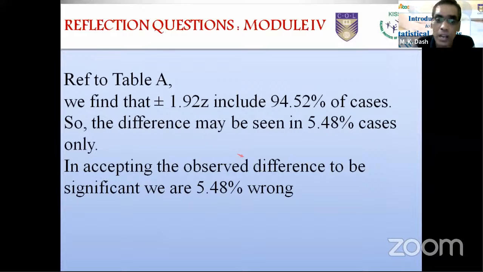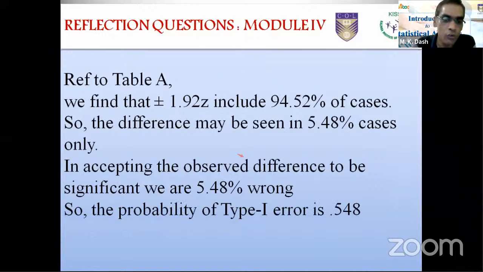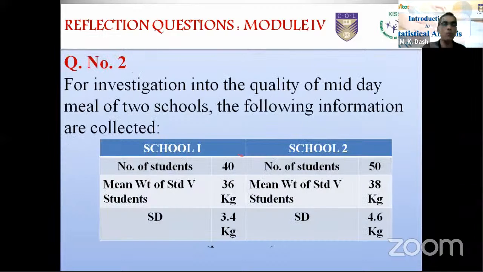Now you have to decide whether you, as a researcher, as a teacher, as an investigator, can sustain 5% or 5.4%. It means nearly 5% of error. This is up to the researcher. So the probability of type 1 error is 5.48%, that is P equal to 0.0548. This is the probability of making a type 1 error if we are accepting it. Now come to question number 2.